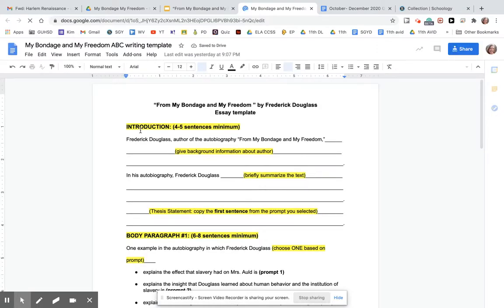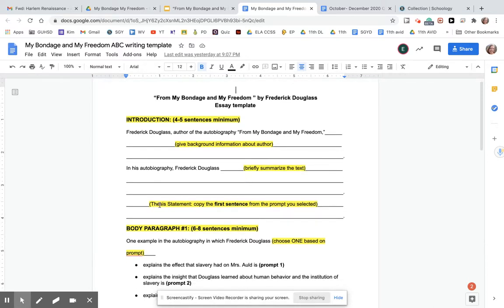Okay, here's your introduction. You're going to start off Frederick Douglass, author of the autobiography From My Bondage and My Freedom. Then you're going to give some background information about him. In his autobiography, Frederick Douglass, then you're going to go ahead and summarize what it's about. And then you're going to end with your thesis statement. Again, copy the first sentence from the prompt you selected. Okay, so that's all for your introduction.